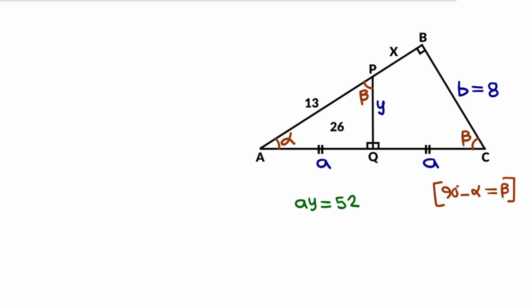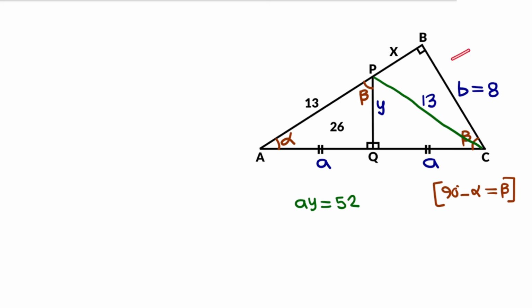Now we're very close. Let's draw one extra segment connecting P to C. Now look at the two triangles resting on the hypotenuse, triangle AQP and triangle CQP. Both have a base of length A, a shared height Y, and a right angle at Q. They are congruent, which means their hypotenuses must also be equal. Since AP is 13, CP must also be 13.